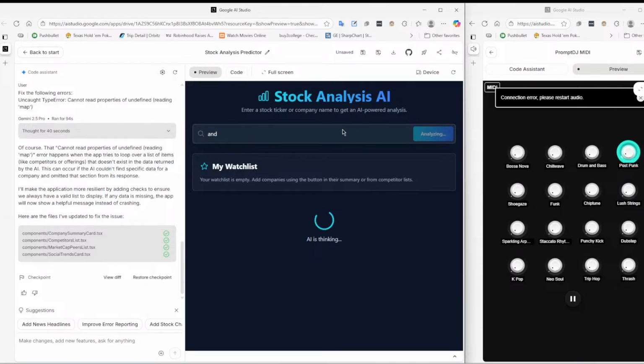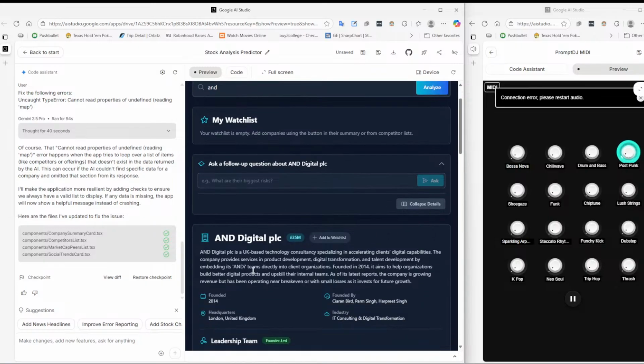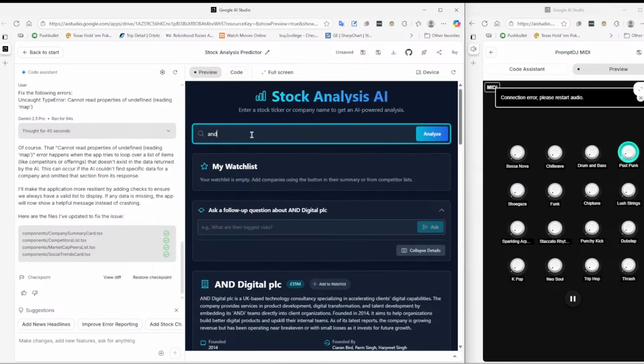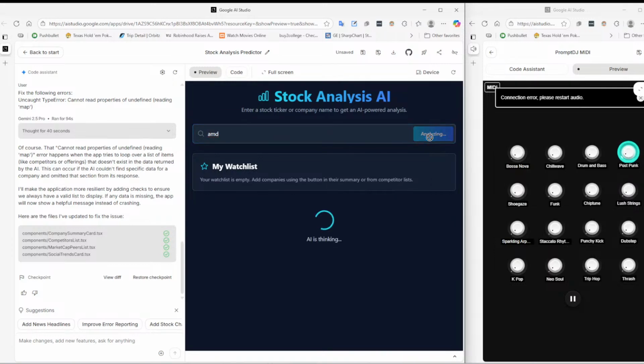Alright, so it's loading. I need to add some kind of feature here like cancel search or something like that. AMD, that's the stock. That's the one I want to analyze here.